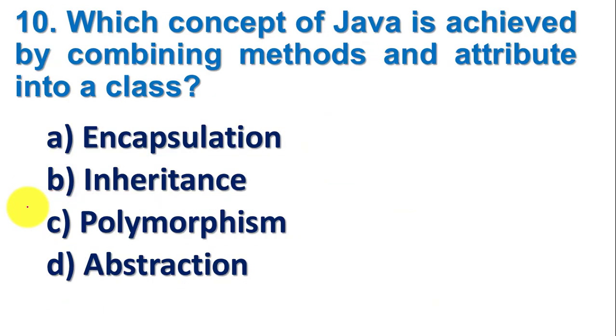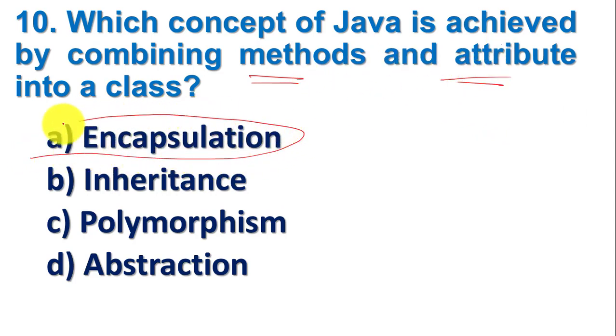10th, which concept of Java is achieved by combining methods and attributes? I just told you, methods and attributes, you want to combine them in one class. Now this concept of OOP is known as encapsulation. Okay, you remember, you club them together and you make a capsule, right? This is a capsule. You have methods and you have attributes. So this process of making a capsule, a bundle, a class is called encapsulation.